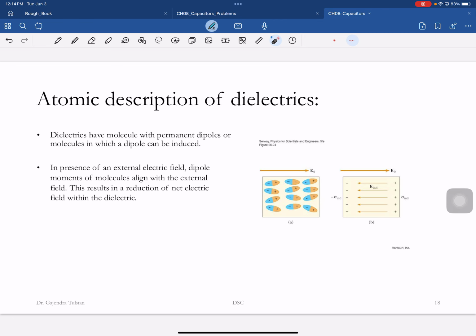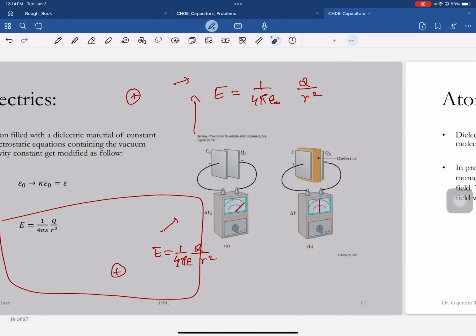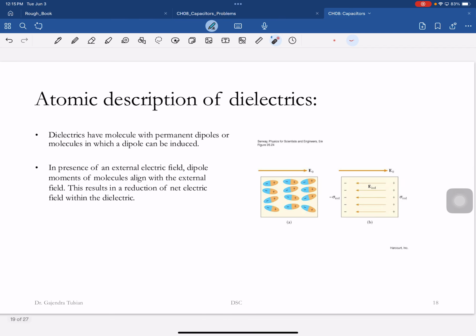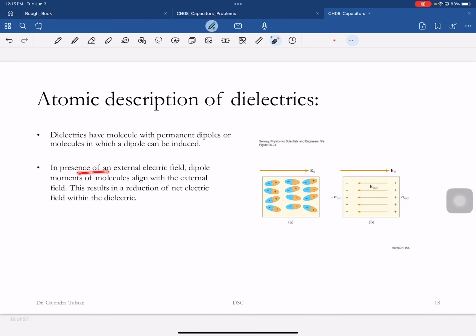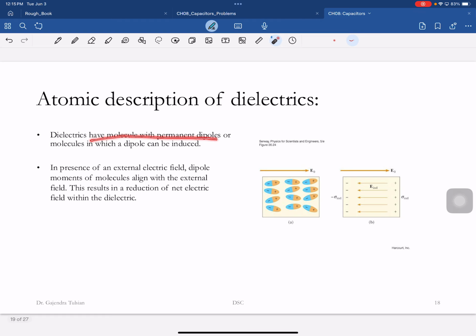Okay? So whenever you have dielectrics, the field inside is reduced, because of these induced dipole moments in the insulator, and you can charge it to a higher voltage in the presence of an external field. This results in the reduction of the net electric field within the dielectric. So dielectrics have molecules with permanent dipoles, or molecules in which a dipole can be induced.